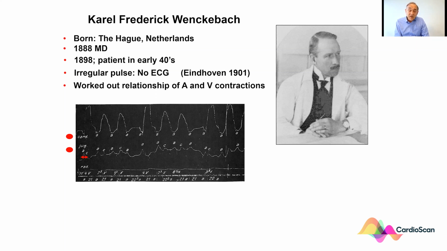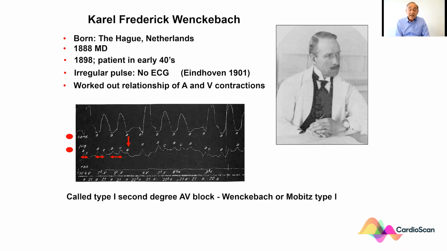And as you can see here, there is A and C, there is a short distance, in the next beat a longer distance, a third beat, a longer distance again, and then there was a drop beat. A 4-3 Wenckebach sequence. And then this repeated itself again. He was able to say, therefore, that for every 4 atrial contractions, there were only 3 ventricular contractions. This was called type 1 second-degree AV block, Wenckebach or Mobitz type 1.